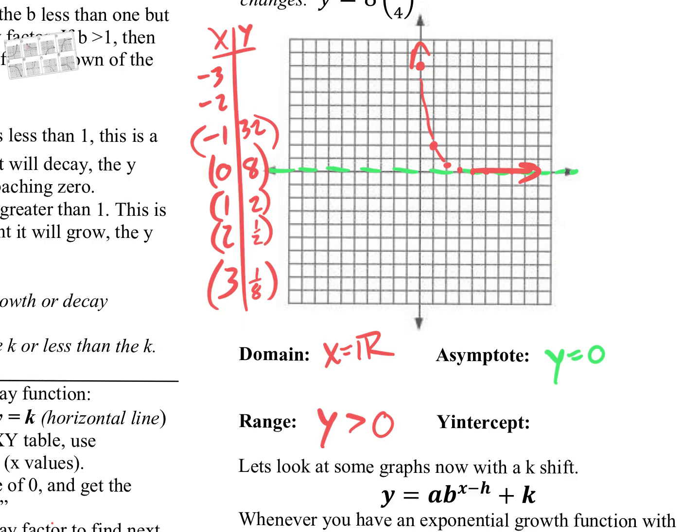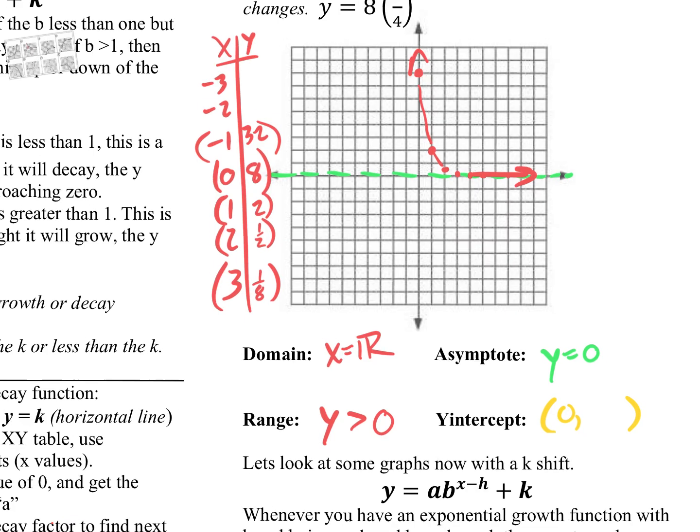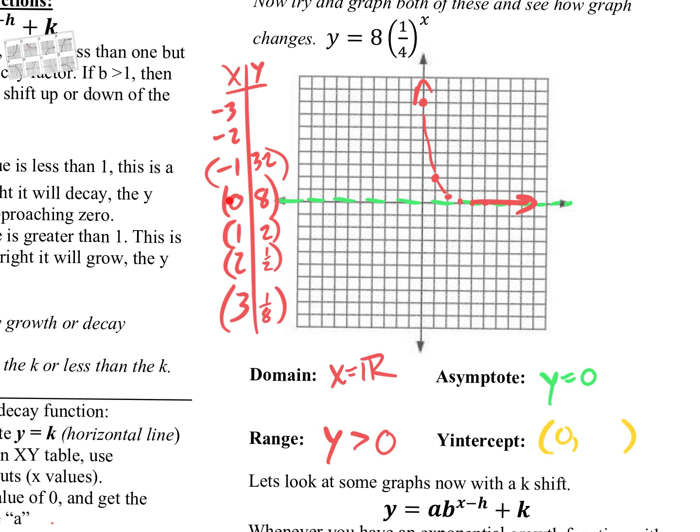And for the y-intercept, how do you find the y-intercept? You set x equal to 0 and solve. So you plug in a 0 and you get out an answer. Now, I'm not going to do that because we already did that when we plugged in a 0, we got out an 8. So there's my y-intercept. That's the location of where it crosses the y-axis, (0, 8).